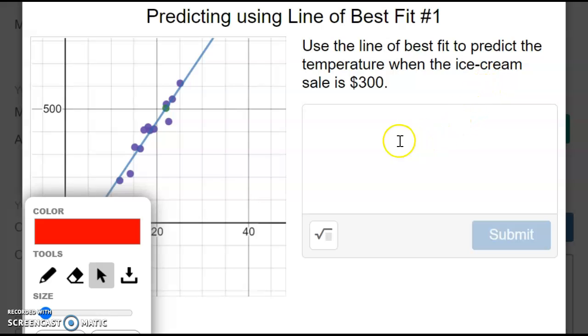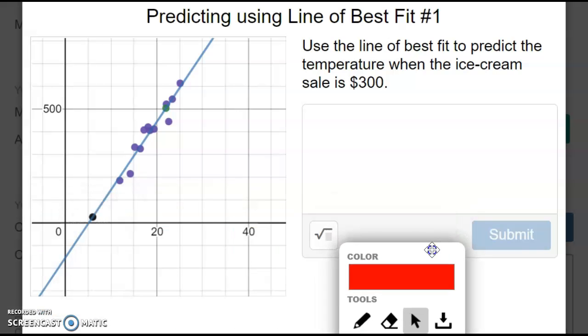Okay. All right, then predicting using line of best fit. Use the line of best fit to predict the temperature when the ice cream sale is $300. So ice cream sale is $300. Remember, ice cream sale is the y-axis. So I am going to just write it. This is the ice cream sale.